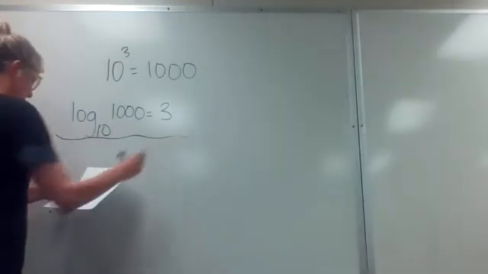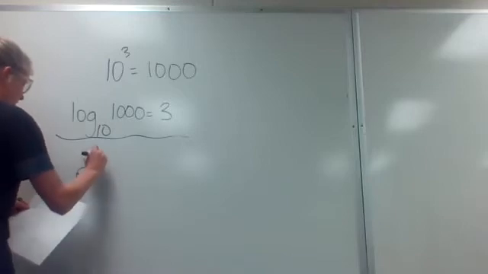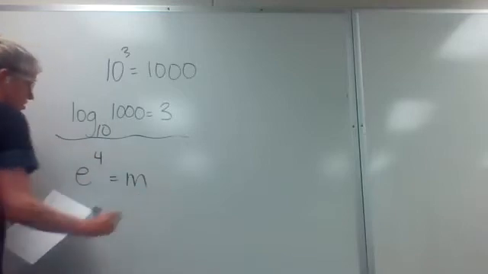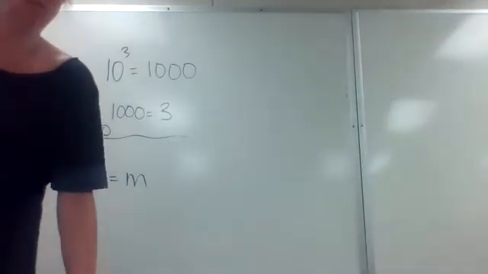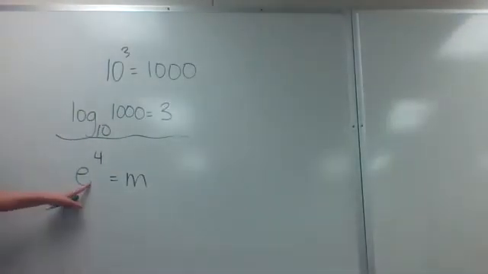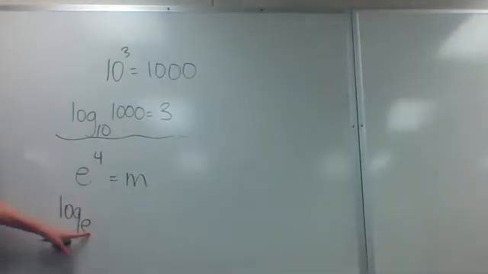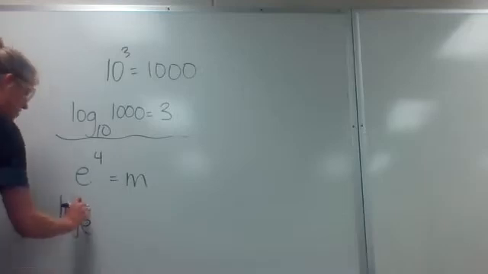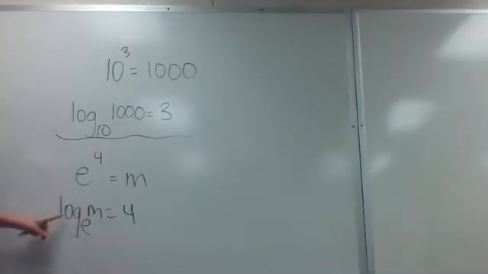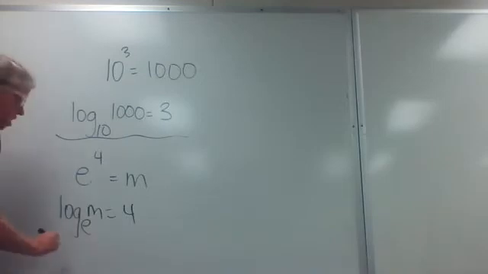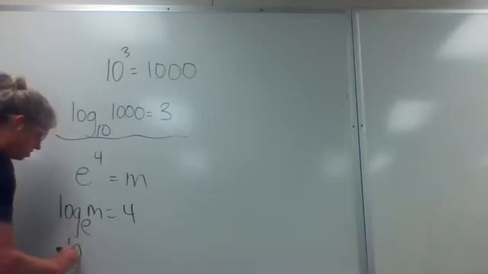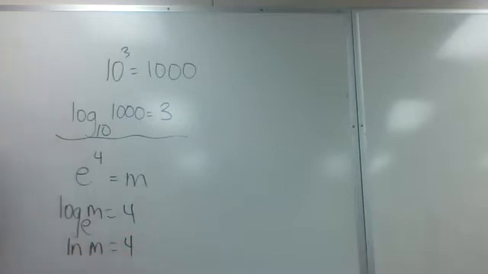Same thing on number 11, convert to a logarithm. E to the 4th power equals m. So I'm converting to a log equation. What's the base of it going to be? E. The base of the exponent is the base of the log. Switch places, m equals 4. So you could type this as log base e, or what is also called ln. You could do ln of m equals 4. Either way.